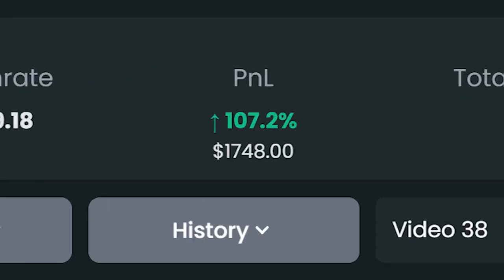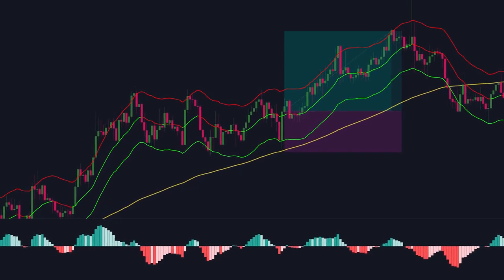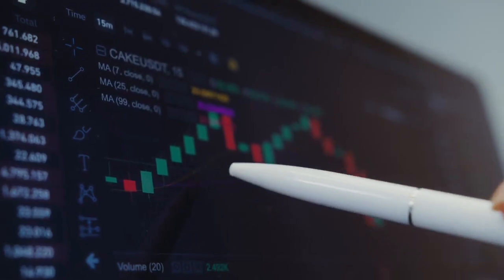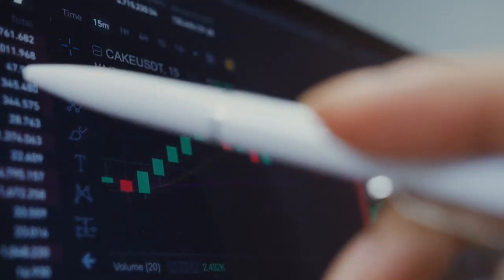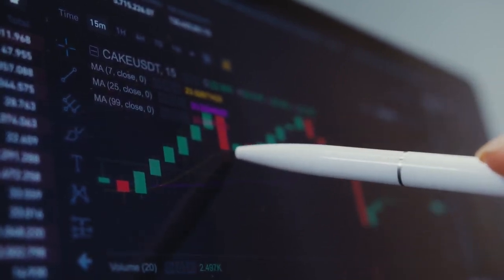107%. This is the profit made by this simple trading strategy after I backtested it for 7 months. Of course, 7 months isn't enough time to backtest a strategy and say that it actually works, but it can give you an idea of what could work if further backtesting was to be done.